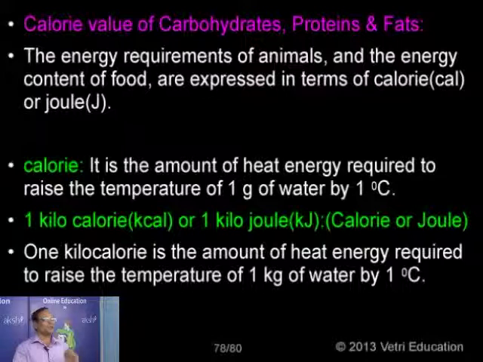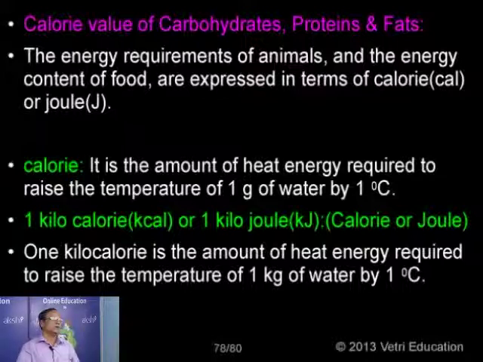It is nothing but the amount of heat required to raise the temperature of 1 gram of water by 1 degree Celsius. Suppose we are taking 1 gram of water, and the temperature of the water now is 20 degree Celsius. We are raising the temperature of that 1 gram of water from 20 degree Celsius to 21 degree Celsius. So the amount of heat required for converting that 1 gram of water from 20 degree Celsius to 21 degree Celsius is known as 1 calorie. It's also called small calorie.